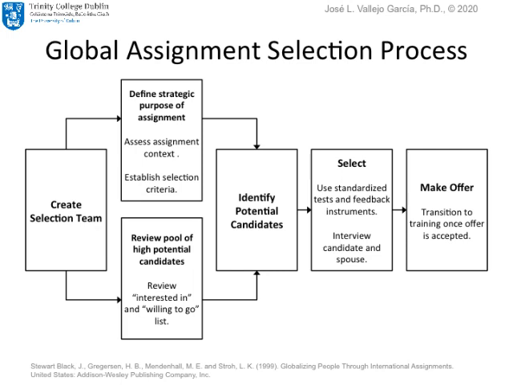And then make the offer, and a transition to training once the offer is accepted. What kind of training? Pre-departure training in terms of culture, in terms of language maybe, in terms of technical aspects of the job that has to be done, etc. So this is the process for selection of global assignment.